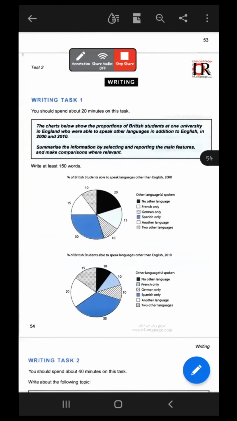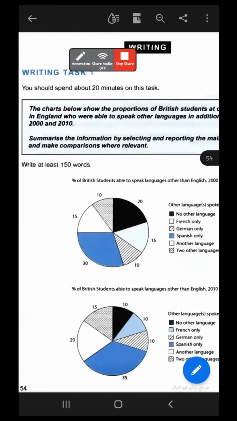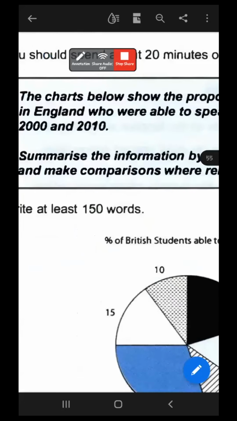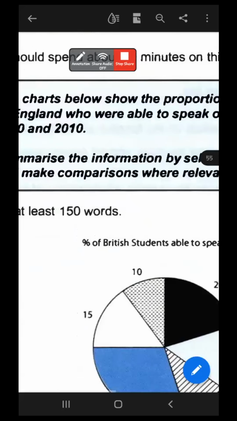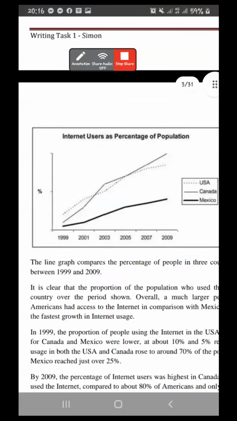This is very important. They ask you to summarize the information by selecting and reporting the main features, and make comparisons where relevant. So this is very important. When you try to make comparisons, you need to keep this in mind. So you're going to compare these 3 different line graphs.